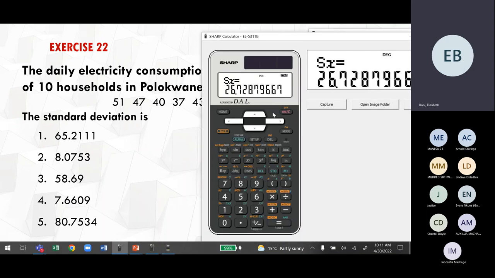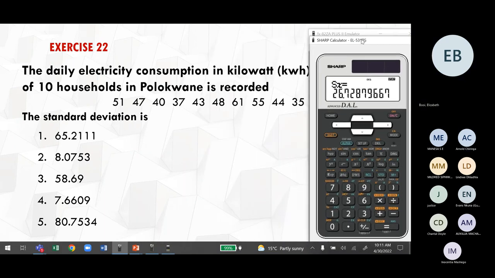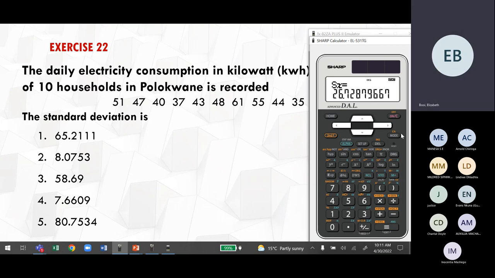I will also do the same with the Casio, or with the Sharp. 51, M plus, 47, M plus, 14, M plus, 37, M plus, 43, M plus, 48, M plus, 61, M plus, 55, M plus, 44, M plus, and 35, M plus.